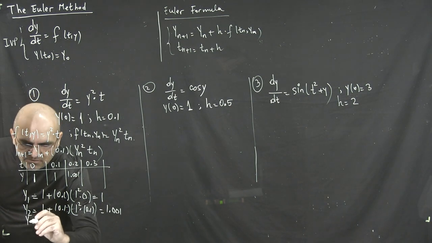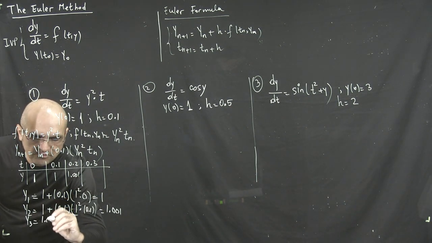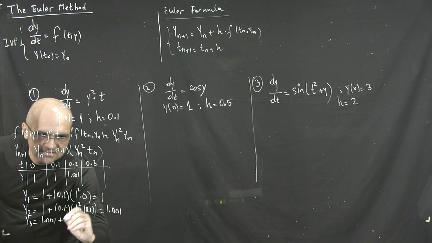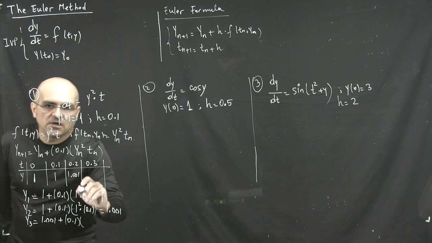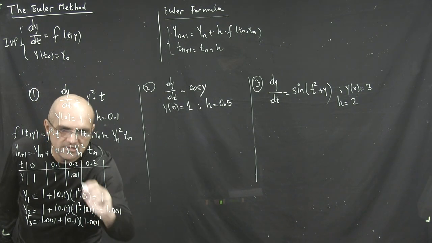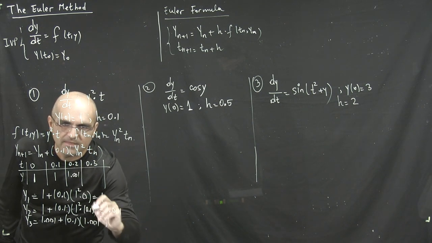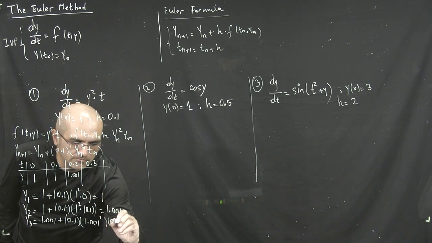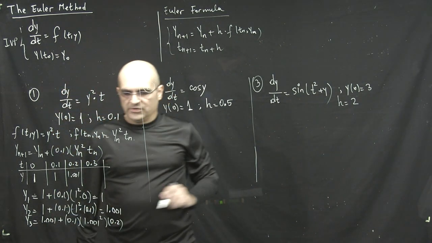I didn't compute this one before, but let's just write it here. Previous y, 1.001, plus 0.1, which is h, times y squared, 1.001 squared, times t, which is 0.2. And then you can use the calculator to compute this and put it here.